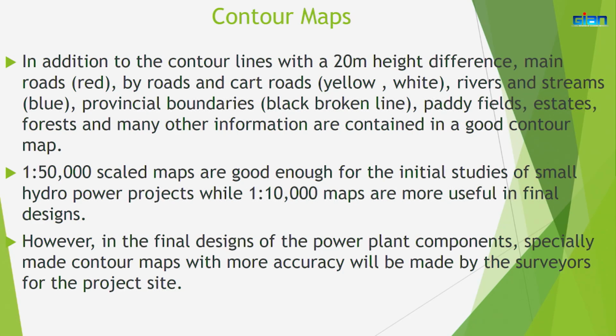good contour map. 1 to 50,000 scale maps are good enough for initial studies of small hydropower projects, while 1 to 10,000 maps are more useful in final designs. So, we will normally do the initial design with the 1 to 50,000 map, but after identifying the locations, maybe the canal path, maybe the forebay tank, maybe the diversion weir, we will get the 1 to 10,000 map of that location. That will give more details. So, that will help us to do the designs better.